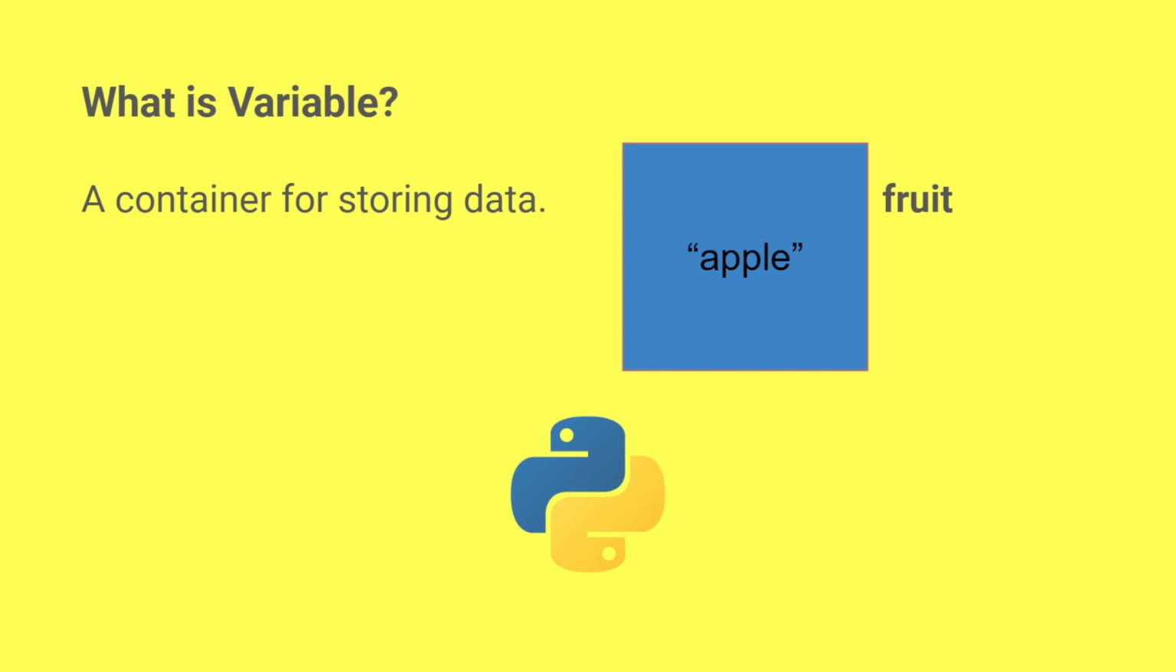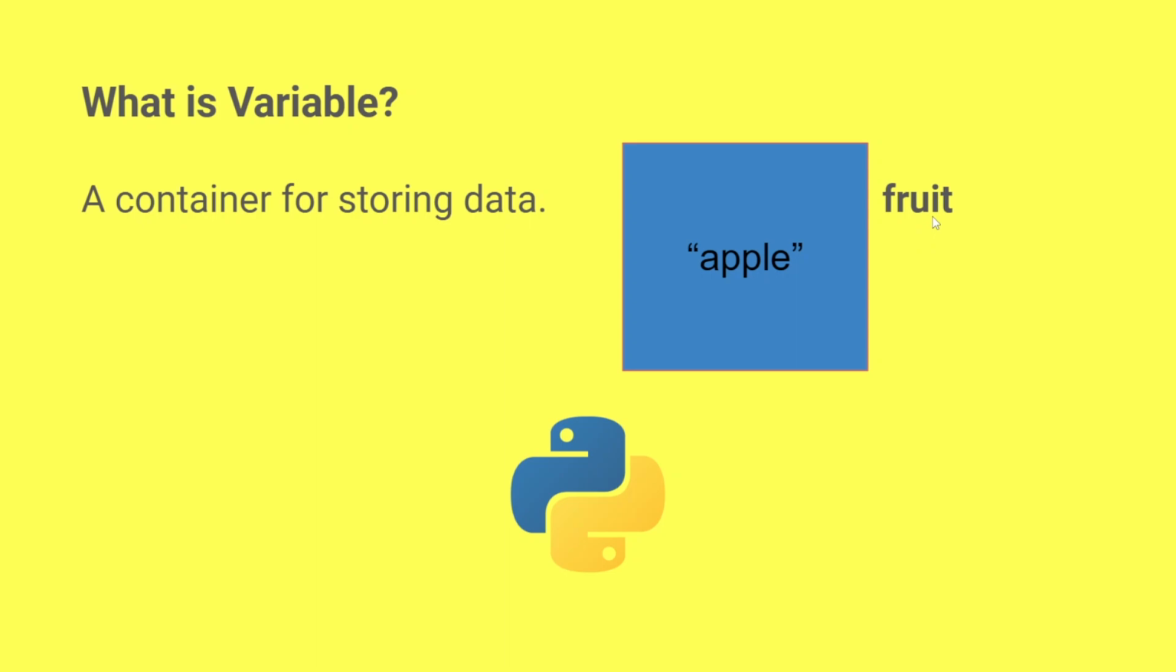That's the question here. Now a variable is a container for storing data, okay? You can think of a variable like a container or like a box like this. And inside the variable, inside that box, we can save some data. In this example, I'm saving this string which has apple inside this container, inside this variable, and every variable has a name as well. For example, the name of this variable is fruit.